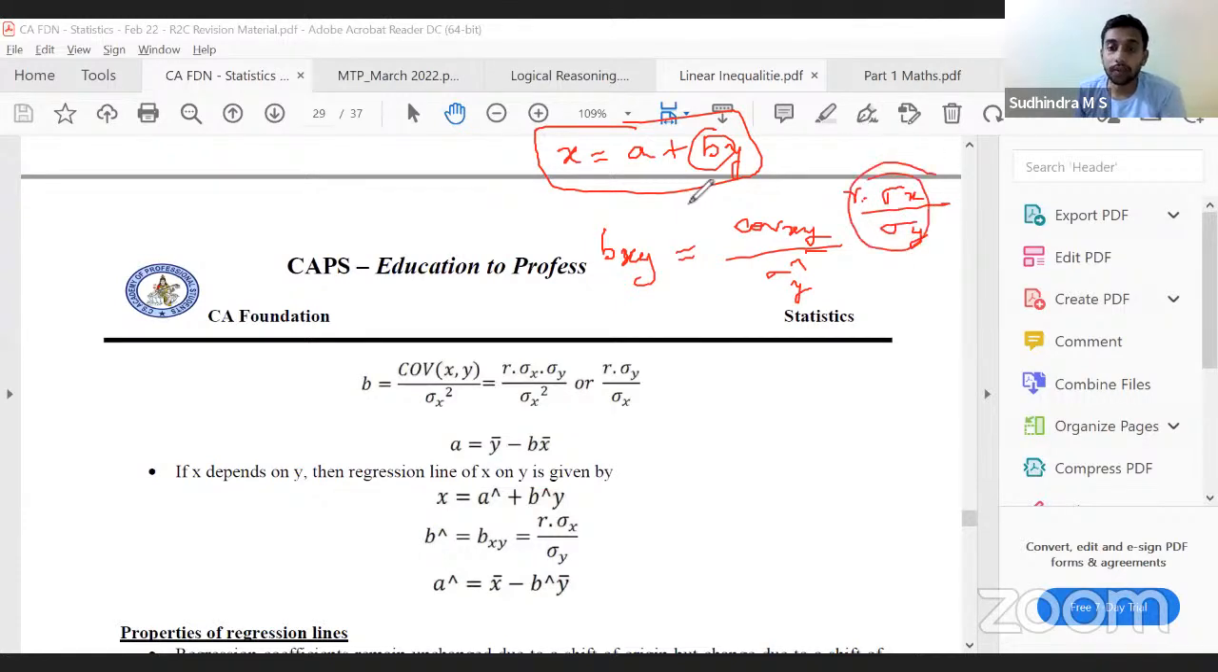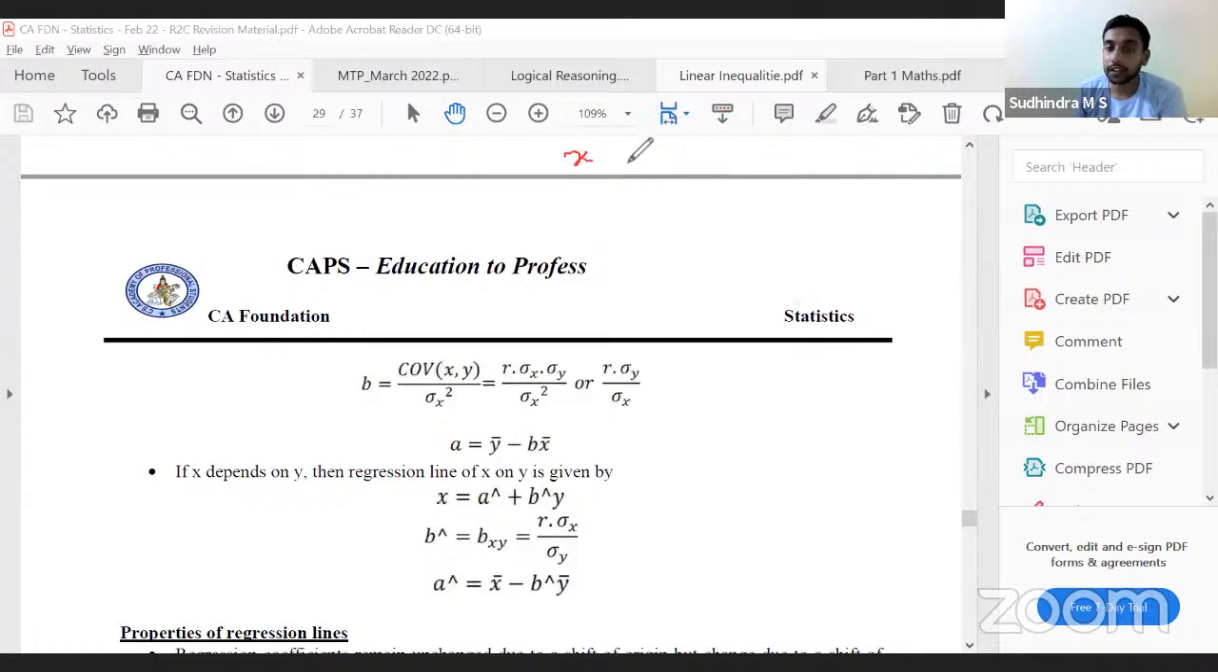Right? So for the same scenario, we'll calculate x bar, we'll calculate y bar, we'll calculate bxy, and then calculate a. How to calculate a? A will be equal to x bar minus b into y bar. Reverse. So that is how we calculate the two regression equations.